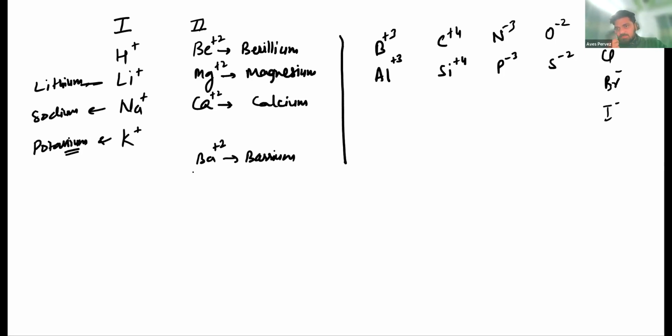Okay, sir. And they are the noble gases at the end, that is helium, neon, argon, krypton. They are going to have 0 valency. They don't have valency. They are the noble gases. Okay. Are you getting it? Yes, sir.